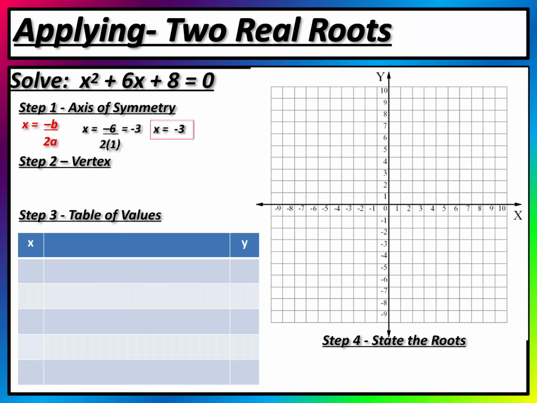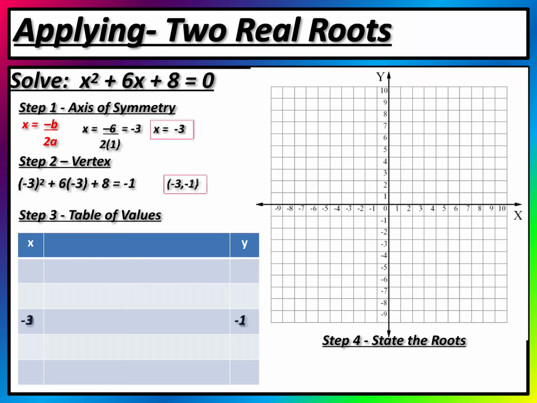So in order to find the entire vertex, we take -3 and we plug that into the function for x. Evaluating that, I get -1, but we have to state the vertex properly. The vertex is an ordered pair, so it's -3, -1. When we build our table of values, the vertex goes in the middle, okay? And we've already done the work for that in step 2.